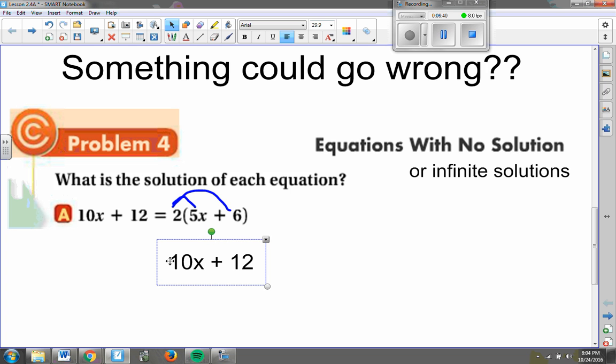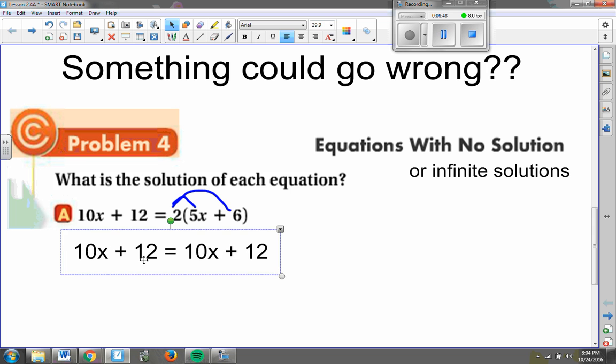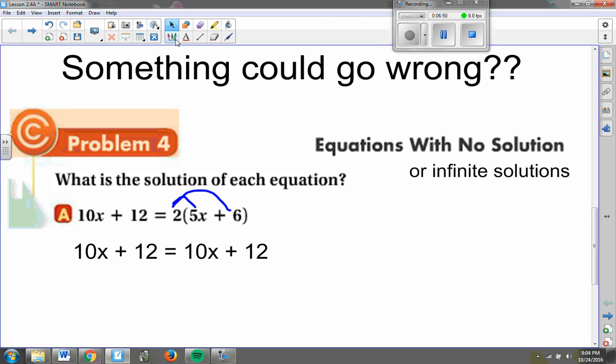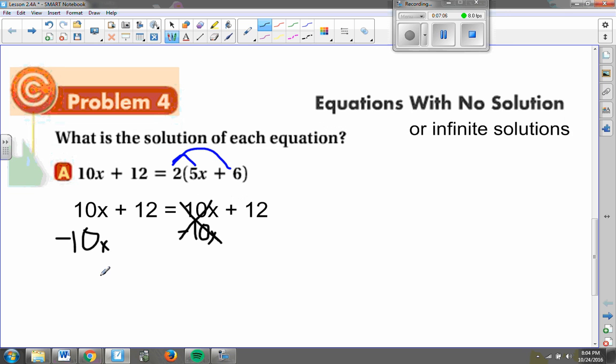Now, my equation now says 10x plus 12 equals 10x plus 12, right? And now the next thing I need to do is get all of my variable pieces to one side. So I'm going to take this 10x over here, and I'm going to subtract it to get rid of it. I don't want it on this side anymore. I'd like all of my x's over here. Really doesn't matter which way you move them in this case, but I'm going to subtract 10x there as well.